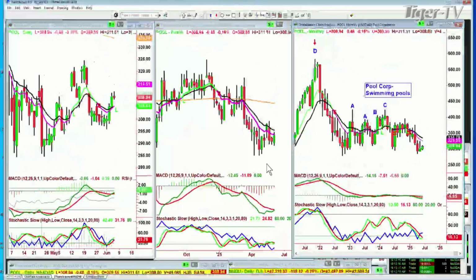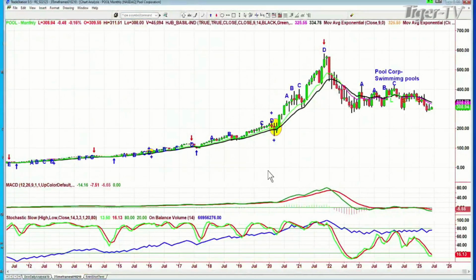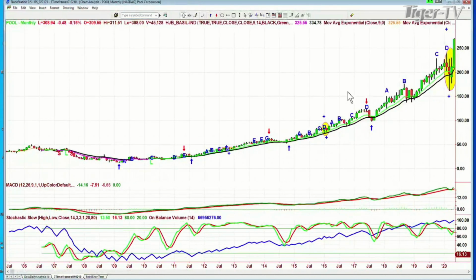The weekly chart, not very pretty. Why am I looking at this? Pool? Oh, you've got to go back. That's why. I remember it now. There it is. So pool... No, it only had, there it is. There we go. So pool, once upon a time, it was the back of my memory.